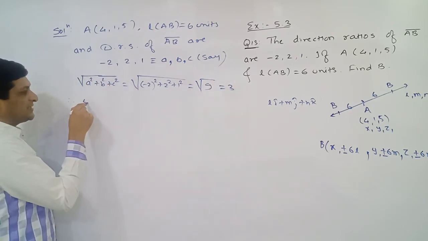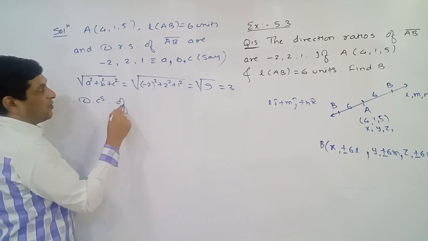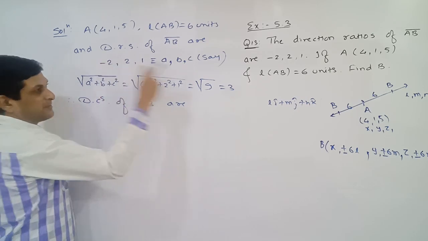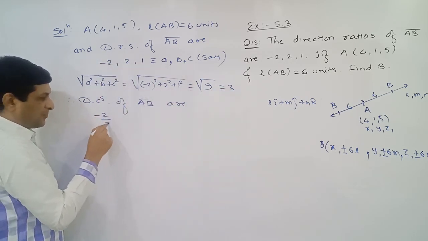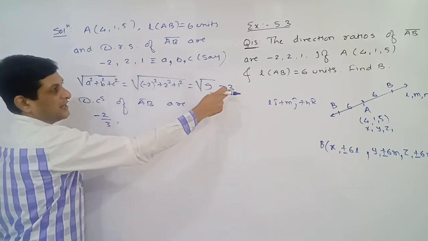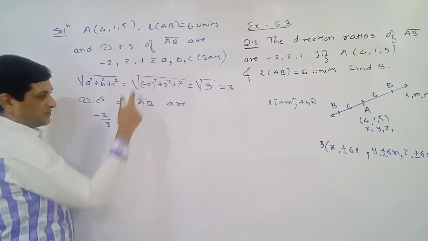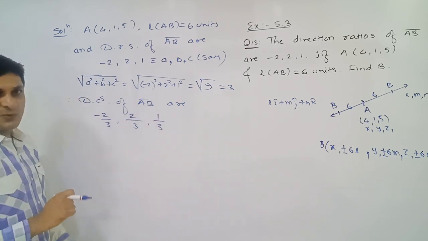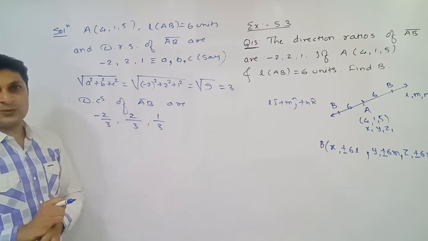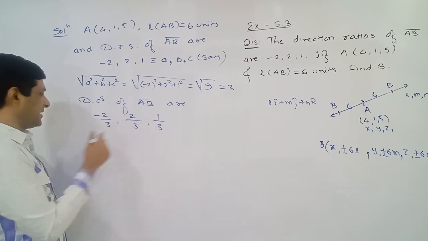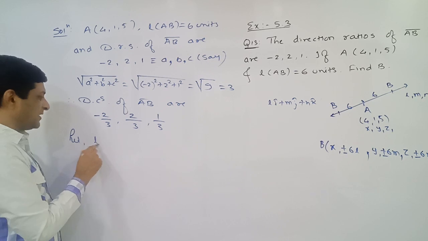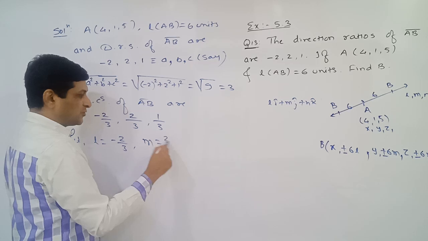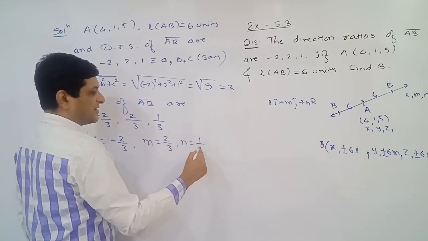Therefore we can say that the direction cosines of AB bar are: a upon root, meaning minus 2 upon 3; then b upon root, the value of this root being 3, we get 2 upon 3; and lastly we get 1 upon 3. Denote these direction cosines by l, m, n. So l is equal to minus 2 by 3, m is equal to 2 by 3, and n is equal to 1 by 3.